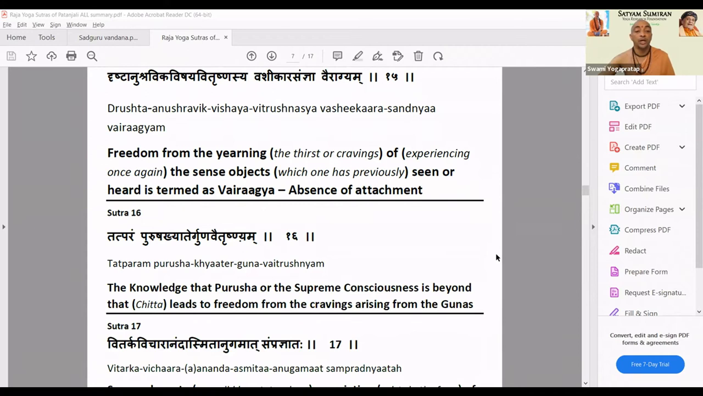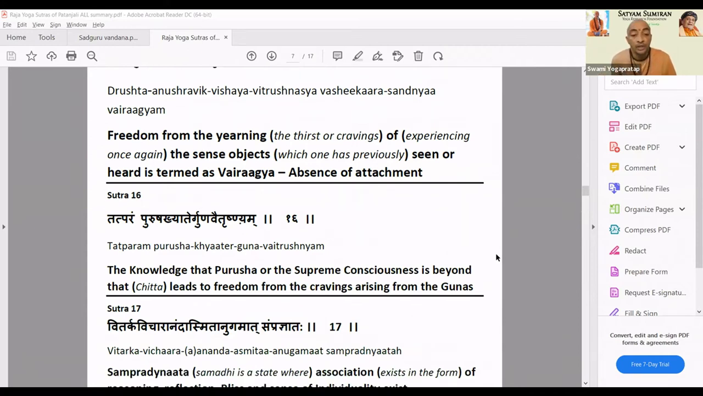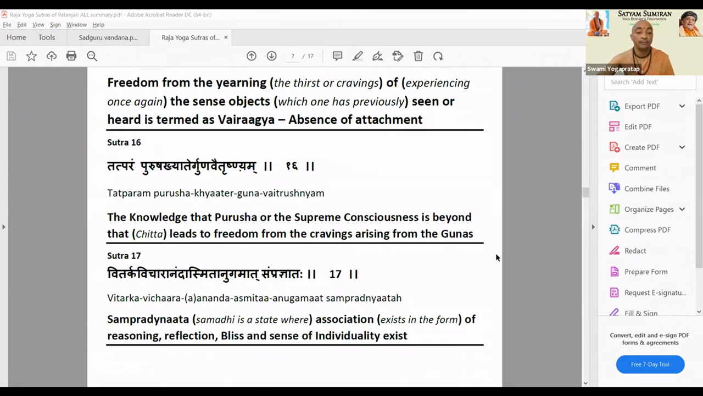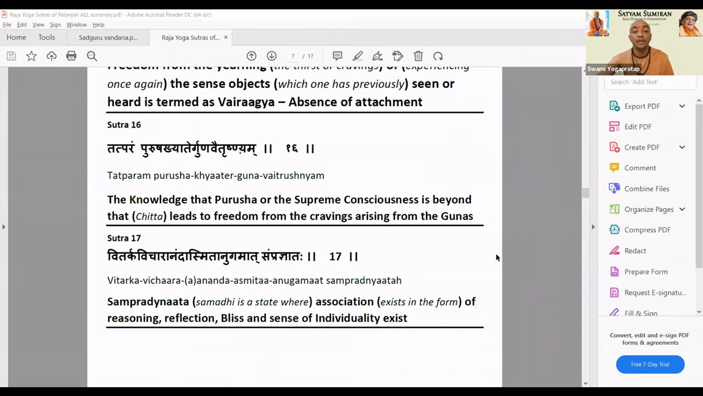Tat param purusha khyate gunavaitrushnyam. The knowledge that the Purusha, or Supreme Consciousness, is beyond chitta leads to freedom from the cravings, from the gunas. So therefore, when we connect to that higher level, the vaitrushnyam, absence of attachment to the gunas, also happens automatically. When this happens, what is the ultimate?